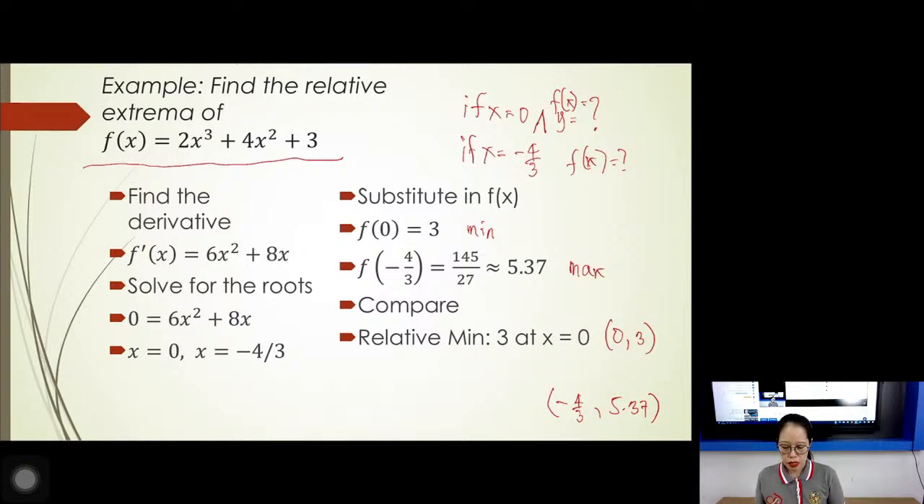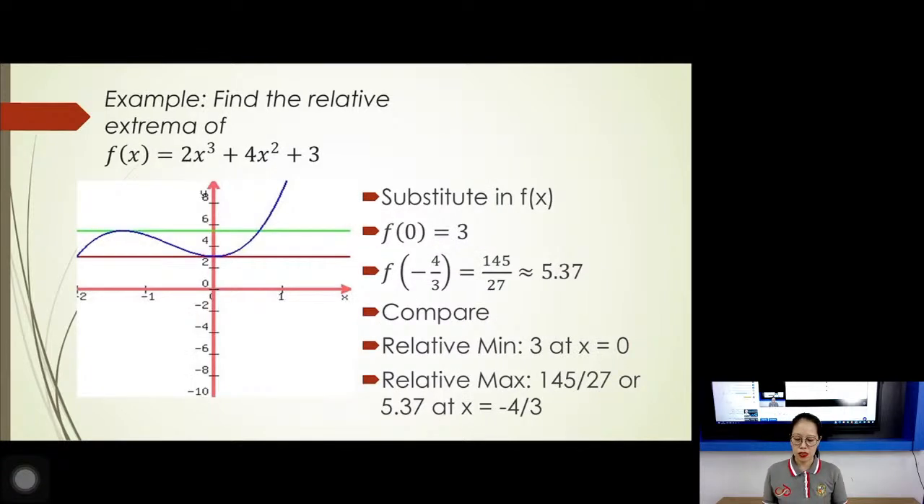Now let's see the graph, if our answer is really correct. Okay, this is our graph. You can see here that we have 2 points. That is our concave and this is our convex. So obviously this is our max, right? If we want to read our max, our x is around negative 4 over 3, around here, right? It's correct. And our y is 5.37, around there. So it's correct.